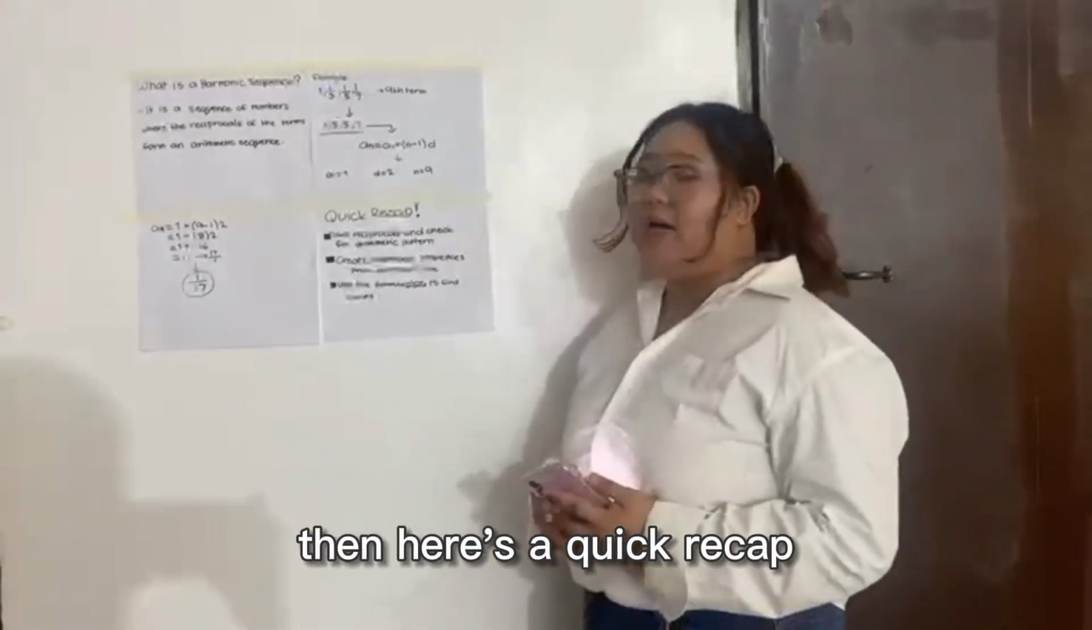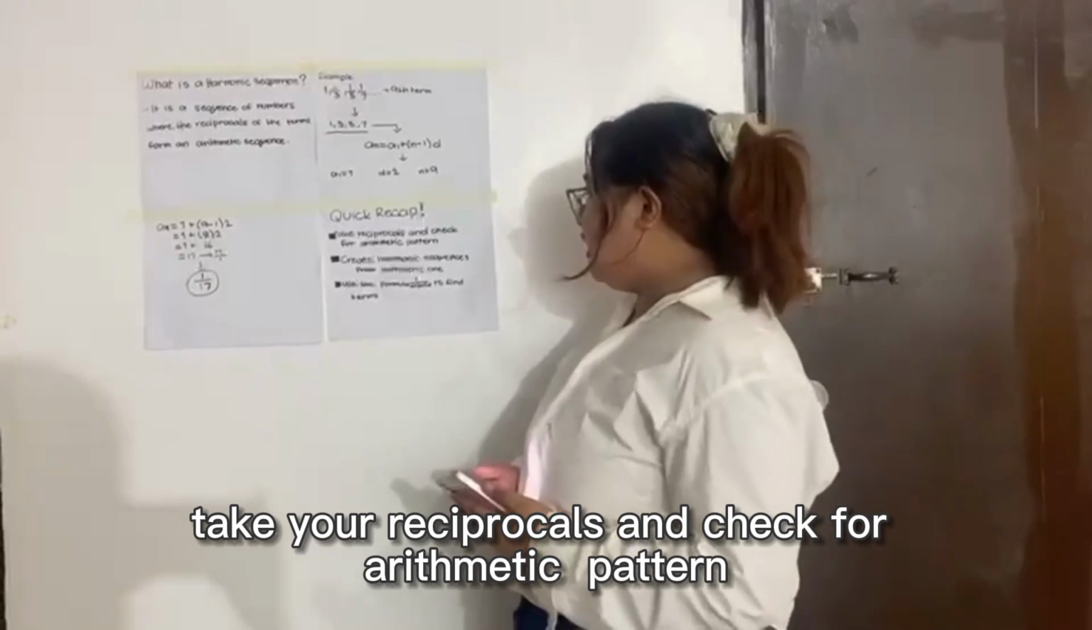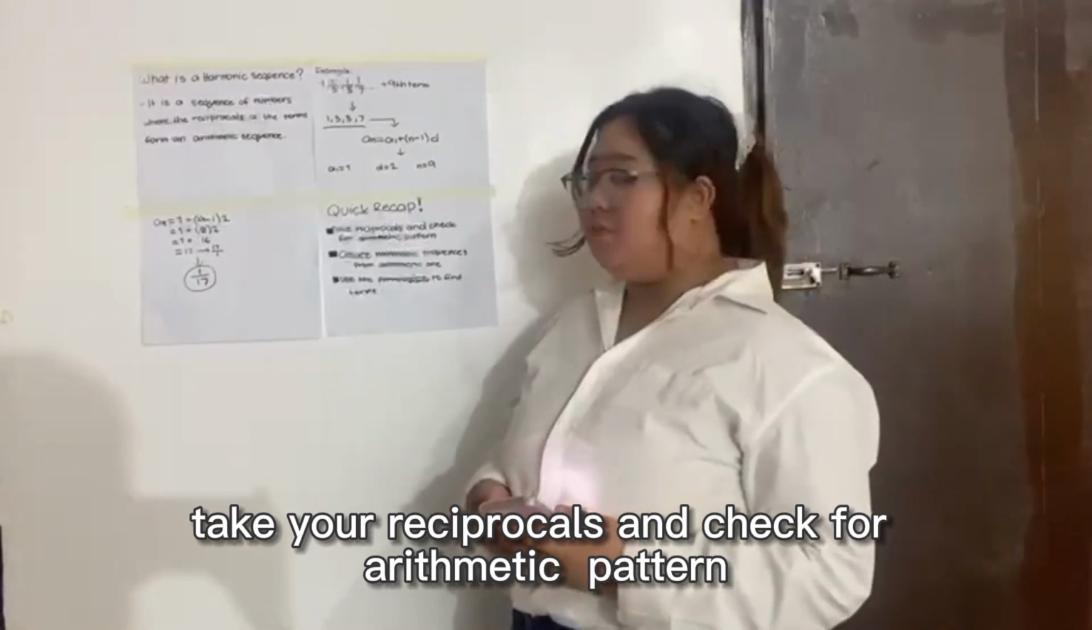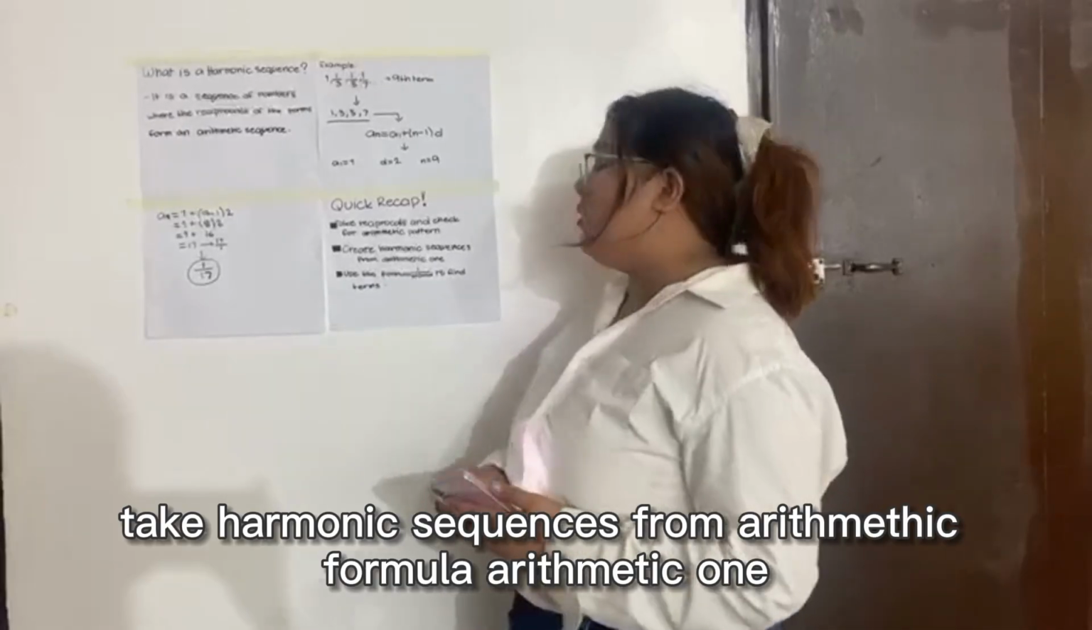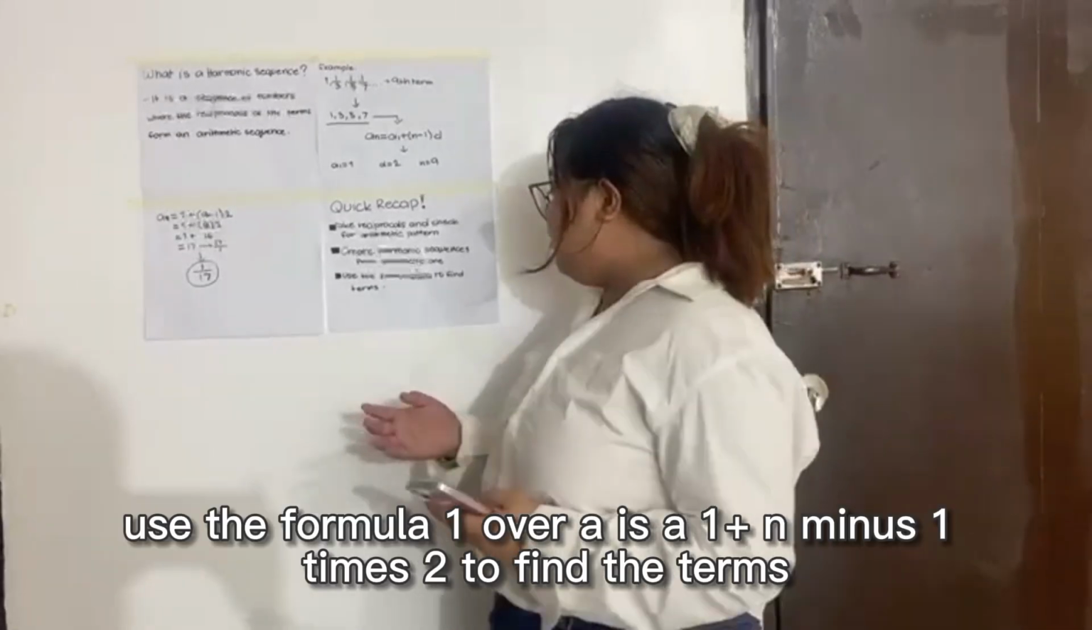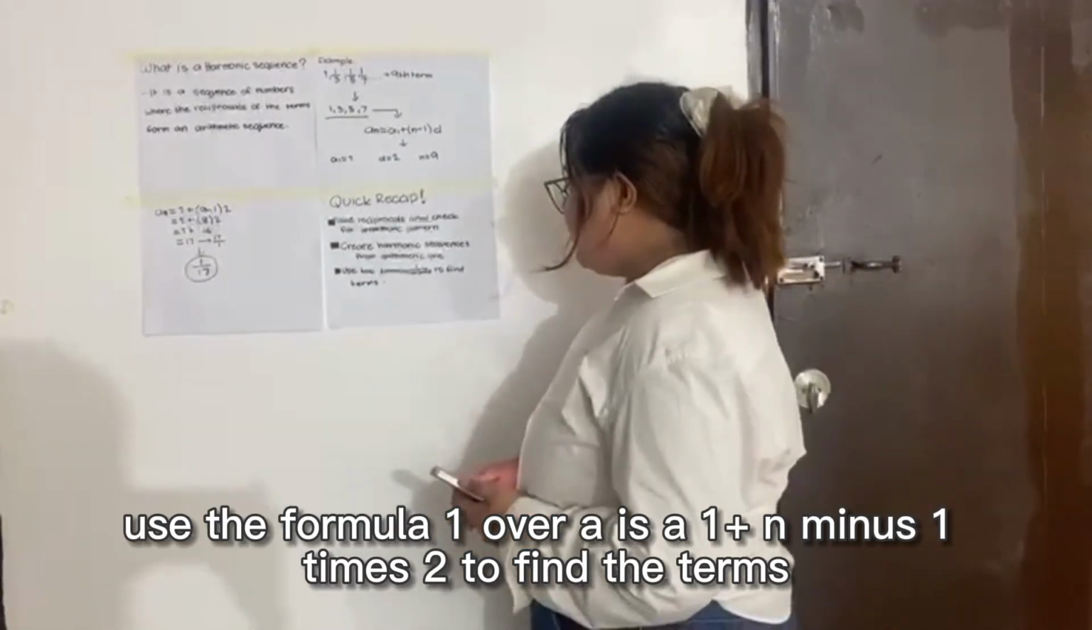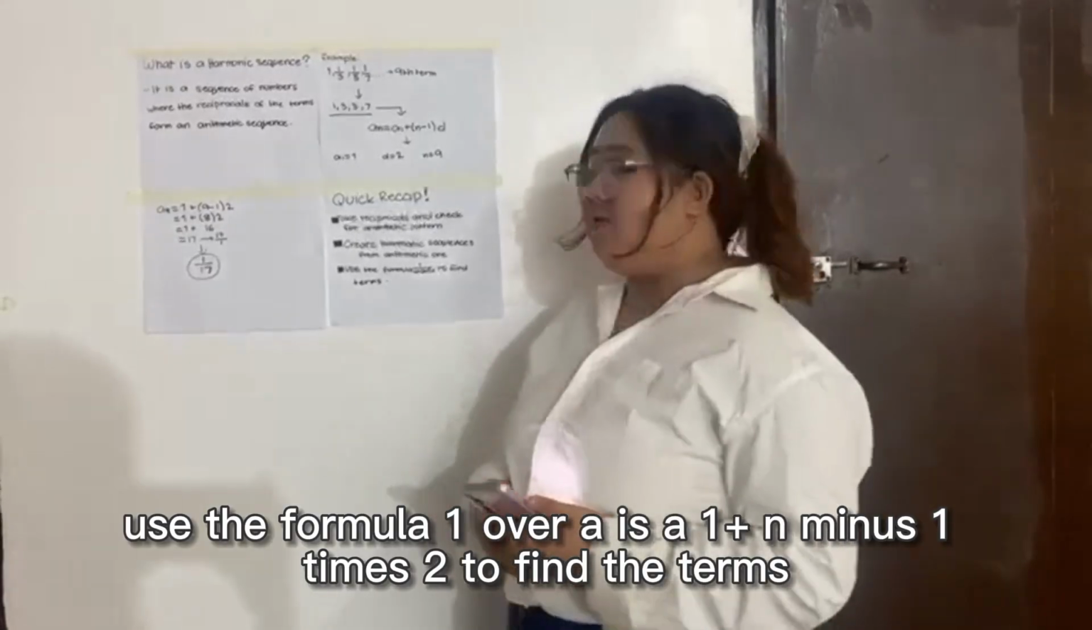And here's a quick recap. Take reciprocals and check for an arithmetic pattern. The harmonic sequence is from an arithmetic one. Use the formula 1 over a sub 1 plus n minus 1 times d to find the terms.